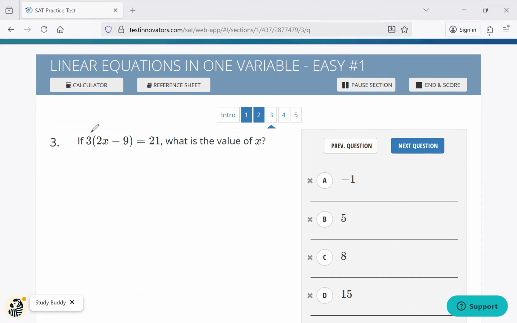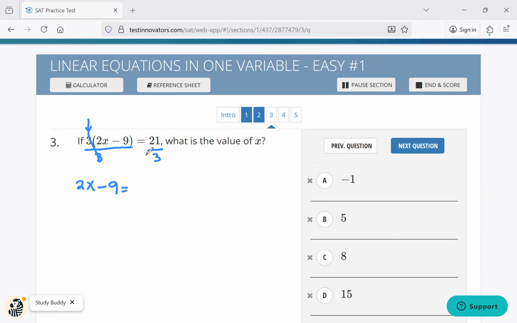So I know it's very tempting to FOIL out that 3, but you don't have to. It's actually going to make it more difficult. Instead, is there any way we can get rid of this 3 immediately? Yes, we can. We can just divide both sides by 3. If I divide both sides by 3, the 3's cancel, so we're left with 2x minus 9.